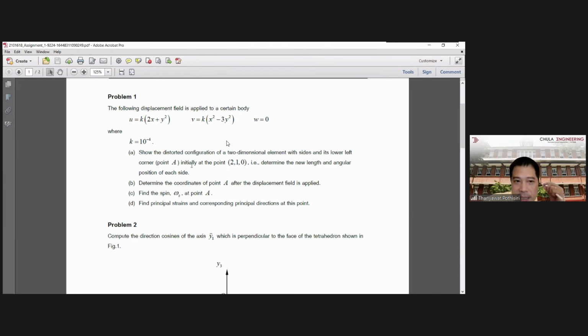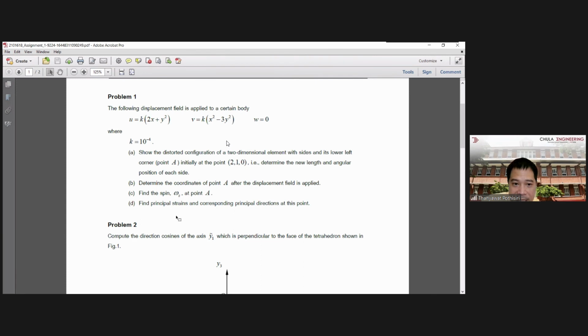So that's problem 1A. Now for problem 1B, let's determine the coordinates. That's straightforward. It also asks you to compute the spin. The spin is basically a rigid body rotation of point A. So it is somehow related to the rotation, or change of angles, of the point.